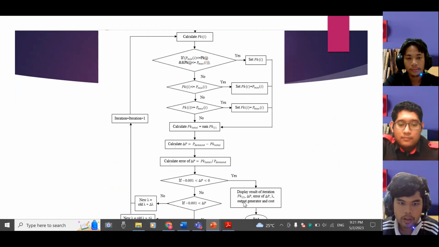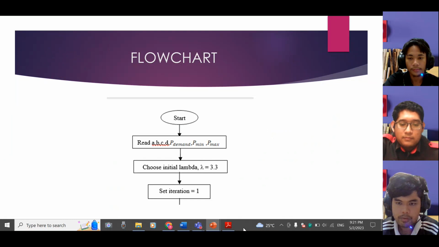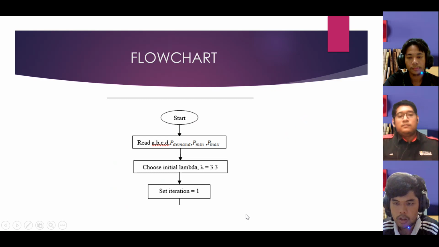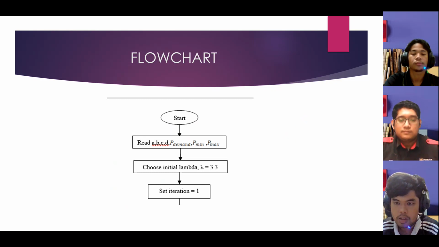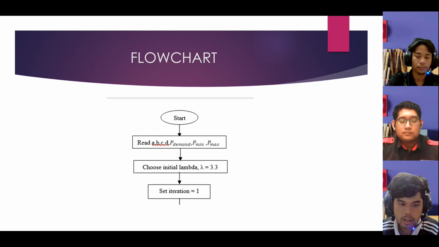Okay, thank you. So now I will explain about the flowchart. So this is our flowchart for this mini project. First, the program will start, and we need to read and determine the terms A, B, C, D, power demand, Pmin, and also Pmax.